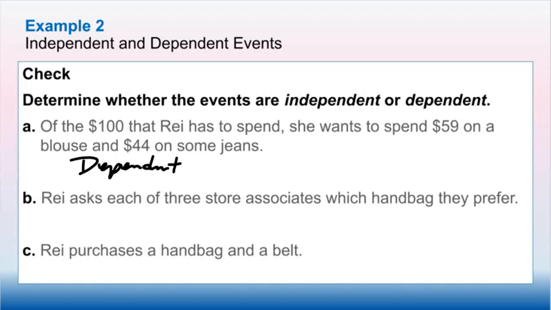Second one, Ray asked each of the 3 store associates which handbag they prefer. Those are separate events, so those are independent. And Ray purchases a handbag and a belt. Those are 2 separate ones. They don't affect the other, so these are independent. Now, the difference between A and C is A, there's a limit of how much Ray can spend. Letter C, there is no limit.